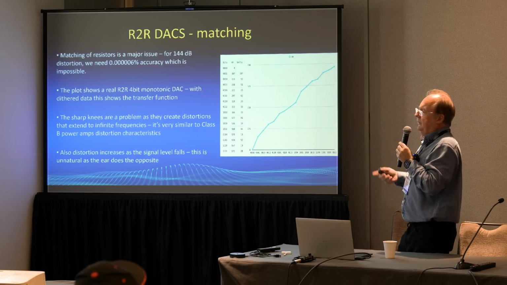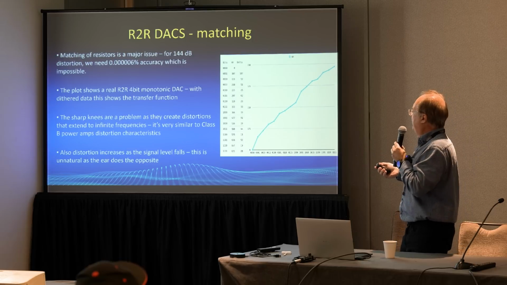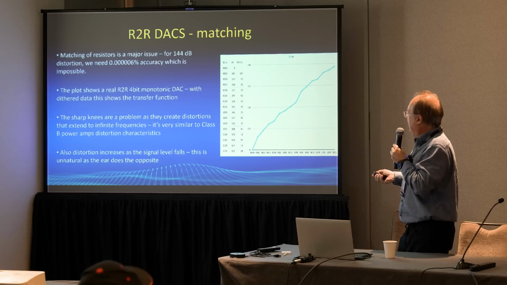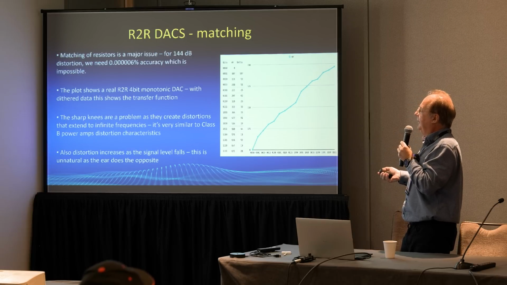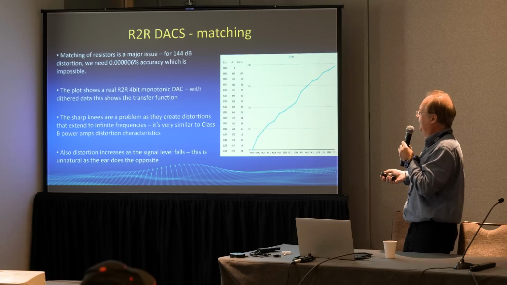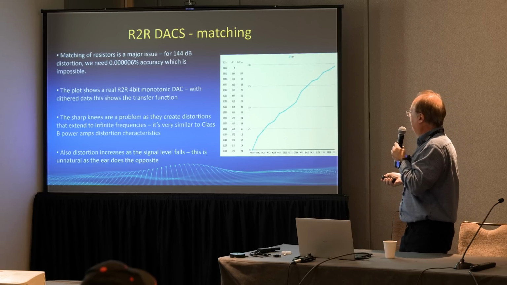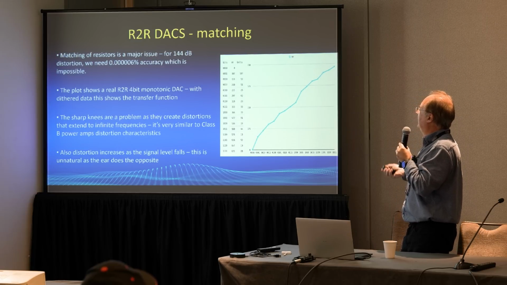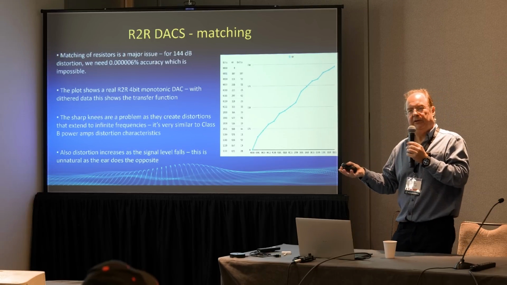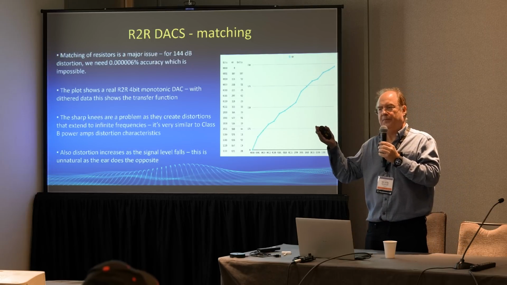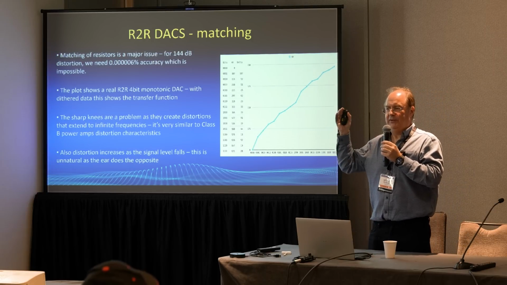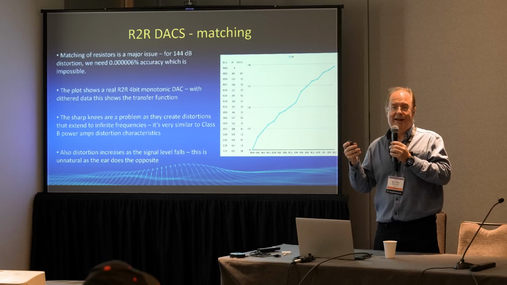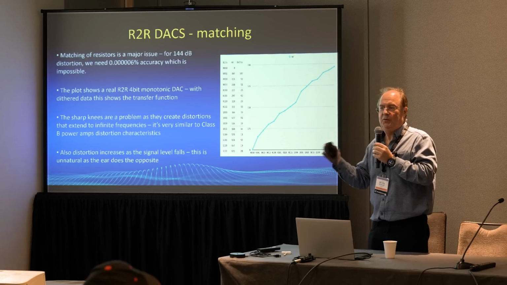The other issue is the matching problem. And I managed to find something, at 2 o'clock in the morning, someone had done a plot of a 4-bit R2R DAC, which is the same one as I had earlier. And this is a monotonic R2R DAC. Monotonic means that as you increase the input, the output level increases. And you want it to be at least monotonic, otherwise you're wasting your time.